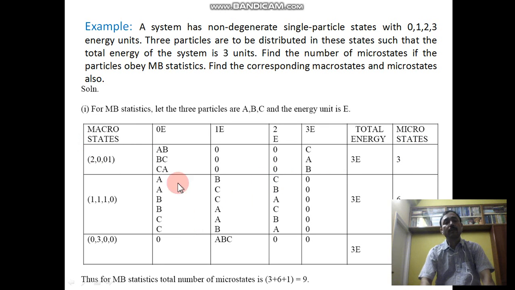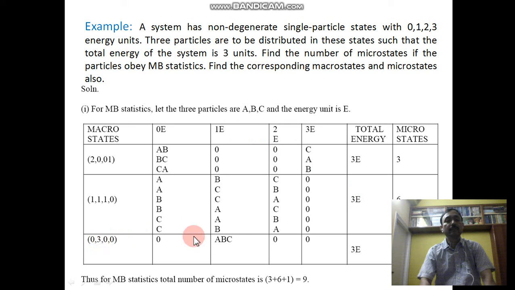Next combination is 1 particle here, 1 particle here, 1 particle here. So 2 into 1 means 2e, 1 into 1e means 1e. So 3e, 0 into 1 means 0. So 3e will be the total energy. So the representation of the macrostate is 1, 1, 1, 0. And the microstates are ABC 0, BCA 0, CAB 0. Now altering this one: ACB 0, BAC 0, CBA 0. So there are 6 microstates having total energy 3e.